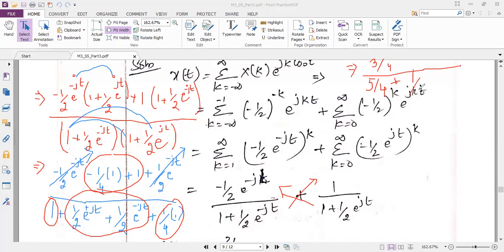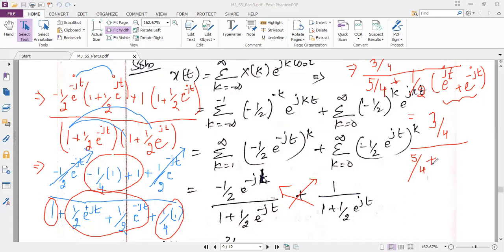In this term I can take 1 by 2 common. If I take 1 by 2 common, I will have e power plus jt plus e power minus jt in the bracket. I want you to recall the trigonometric formula. e power plus j theta plus e power minus j theta is equal to what? It is 2 times cos theta, because originally e power plus j theta plus e power minus j theta, divided by 2, is equal to cos theta.